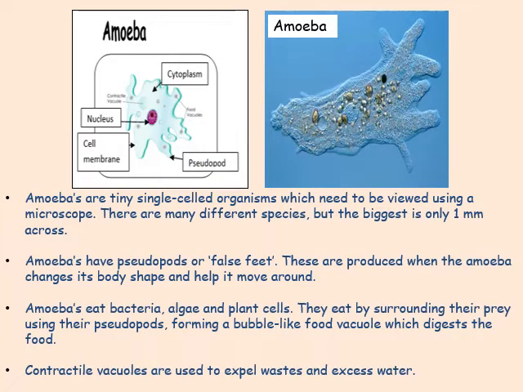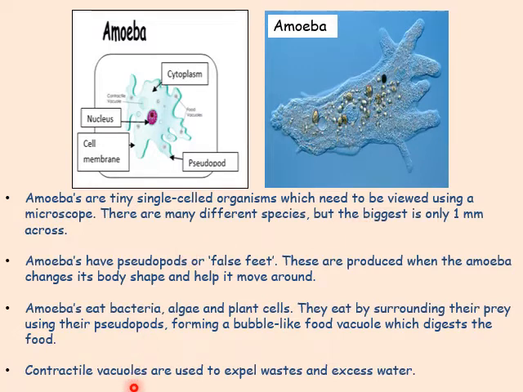Okay, so we're now going to look at some examples of single-celled, unicellular organisms. Now, the first one we have is the amoeba. Amoebas are tiny single-celled organisms. You can really only see them using a microscope. The biggest one is only 1 millimeter across.